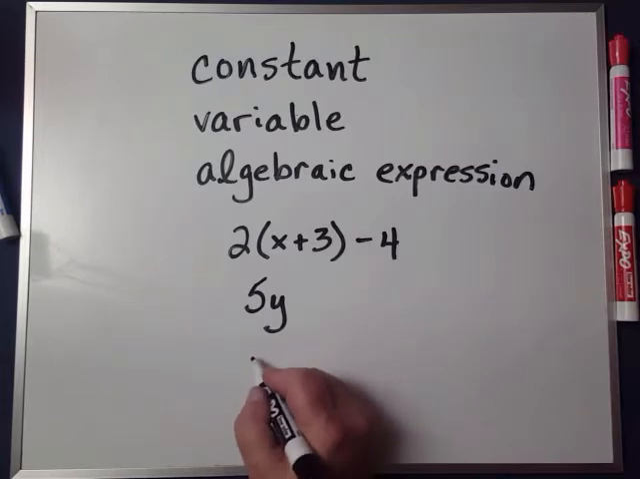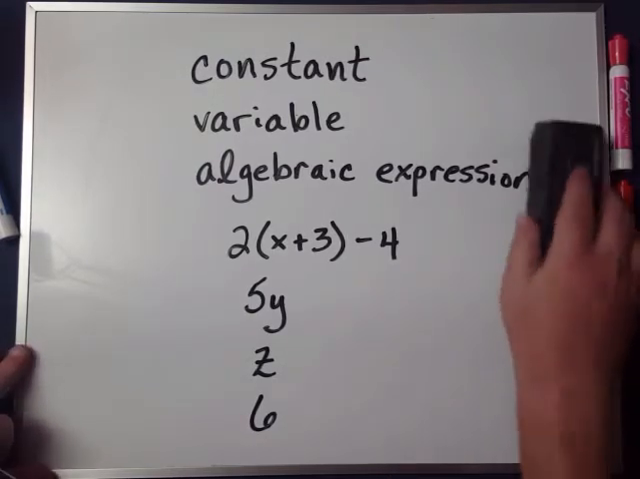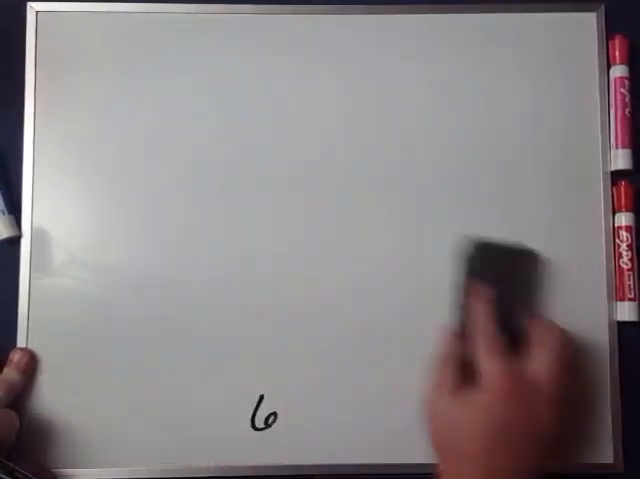What about just a variable by itself? Just z. Is that an algebraic expression? Yes. What about just a number? 6. Is that an algebraic expression? Yes, because it contains at least one of those items, constants, variables, operative symbols, and/or grouping symbols. So these are all algebraic expressions. On page 38, we have a few more terms to get out of the way before we start looking at problems.